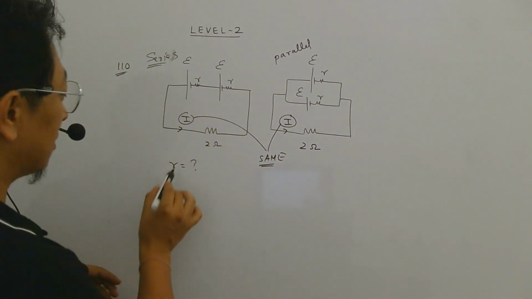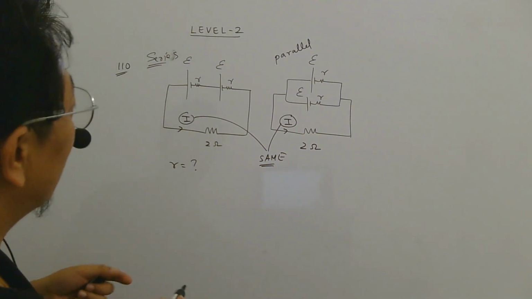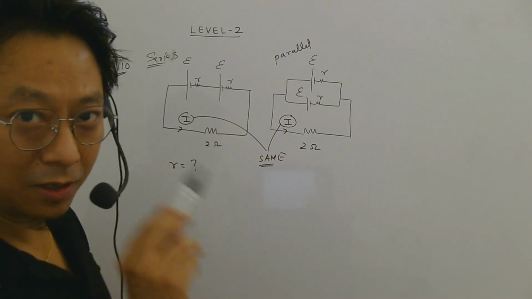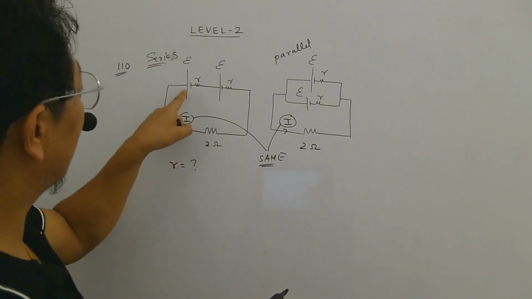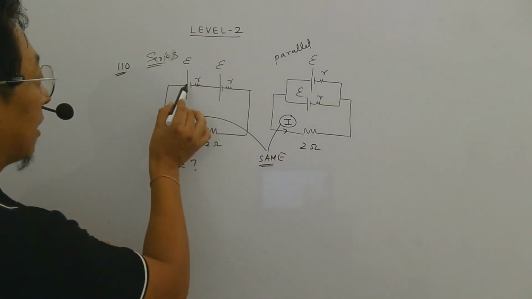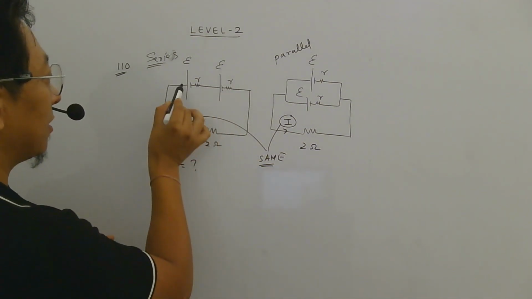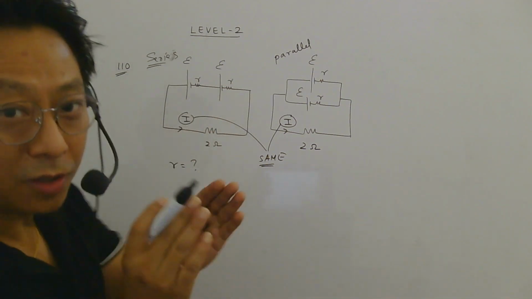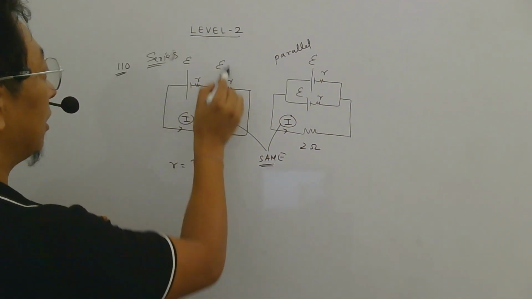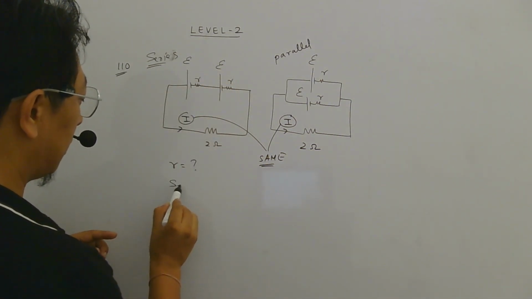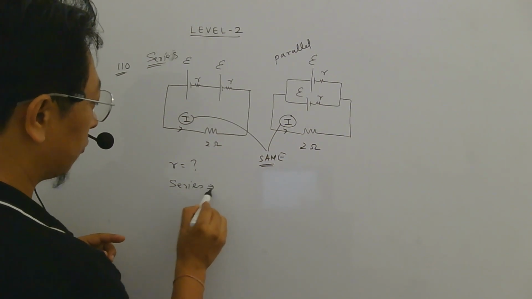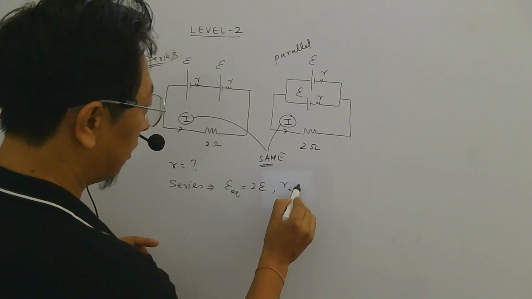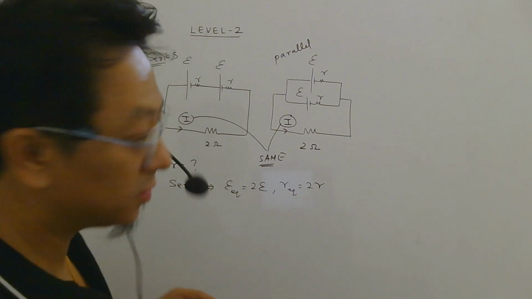So they are asking what is the internal resistance. Now you know when cells are in series, what is the equivalent EMF? E1 plus E2 if they are connected this way. Both the cells are sending current in the same direction, right? This will send current this way, this will also send current this way. So they are helping each other. So the total EMF of these two in case of series, E equivalent will be 2E and R equivalent will be 2R, R1 plus R2.